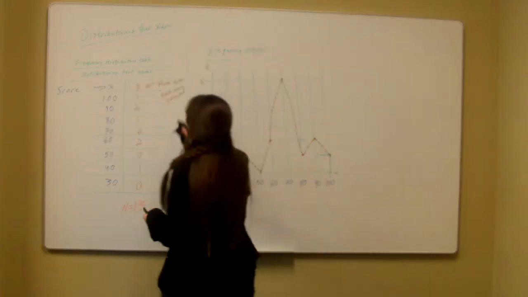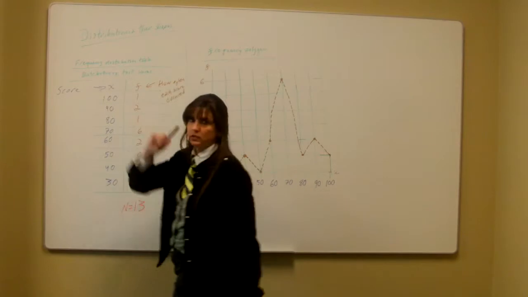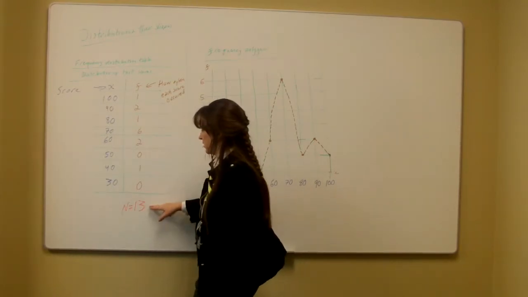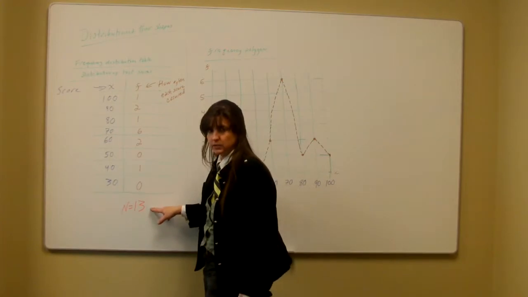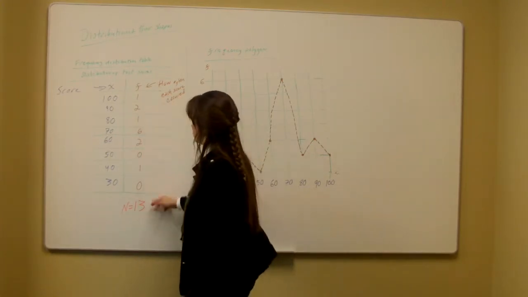Basically, each participant only took the test one time. Okay? So that way we can also see our N, which is the number of participants in the study, which is 13. So when you add all these together, you come up with the number 13.